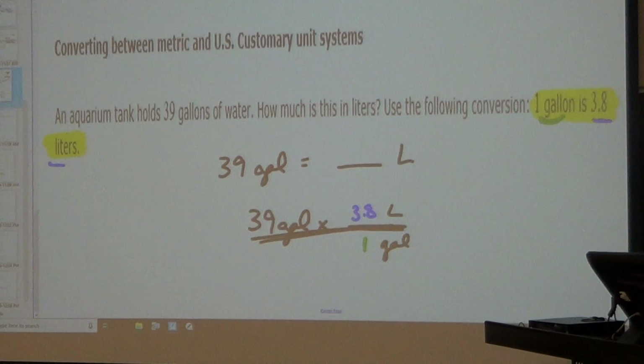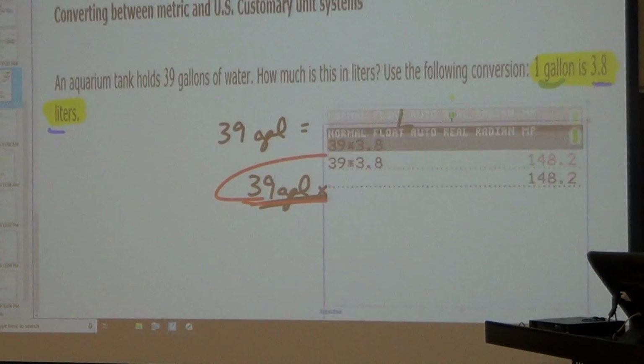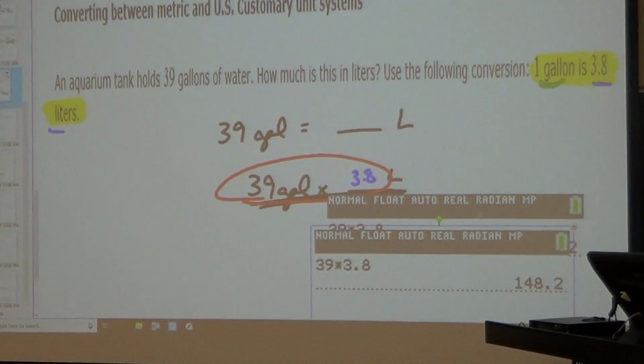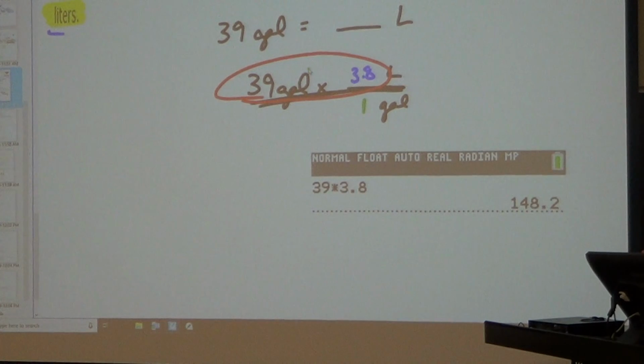We're going to draw our line. Am I going to multiply or divide? Multiply, because they're both upstairs. So 39 gallons is the same thing as 148.2 liters, because this cancels with this. There's my answer. Cool? All right.